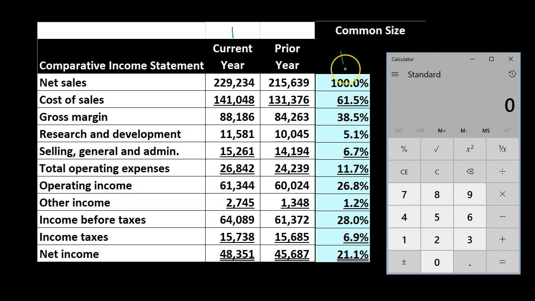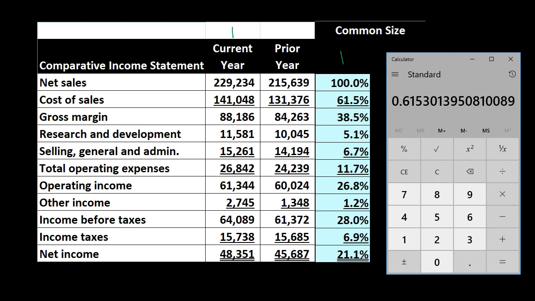So obviously this 100% is simply the 229,234 divided by 229,234. That's 1, or 100%. And we're not comparing anything to the prior year. We'll do that next. We're just doing a vertical analysis on the current year. So the next line item is obviously the 141,048 divided by the sales, 229,234. Let's do that one more time: the 141,048 divided by the 229,234, and that's going to give us the 61.5%.